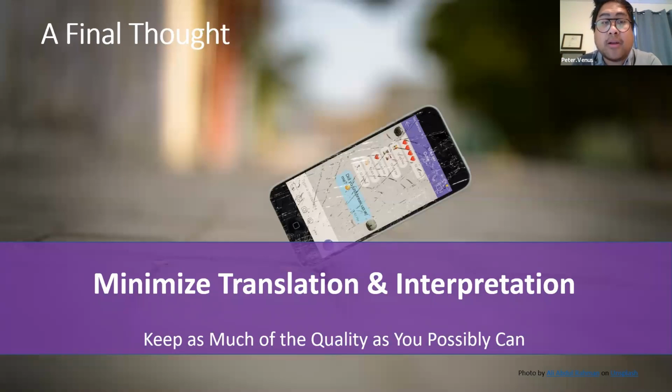But as a final thought, what we aim to do is minimize that translation and interpretation. We want to make sure that the outputs of all of our analysis can be directly activated against as much as we can. And that minimizing loss in fidelity is really what makes the tests and the insights that we put out into market that much more valuable.